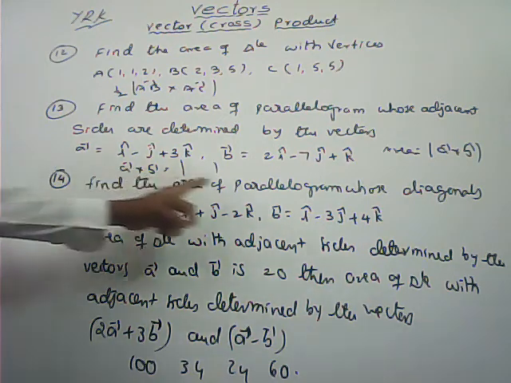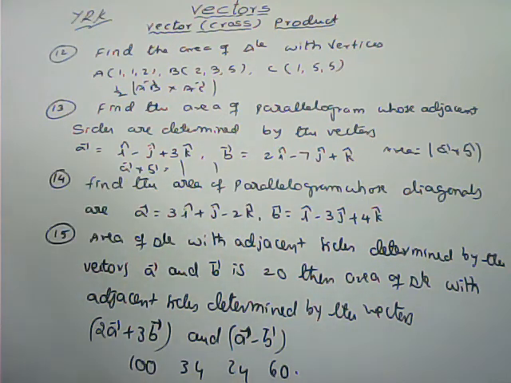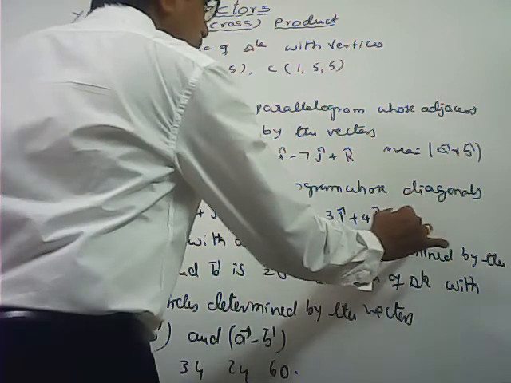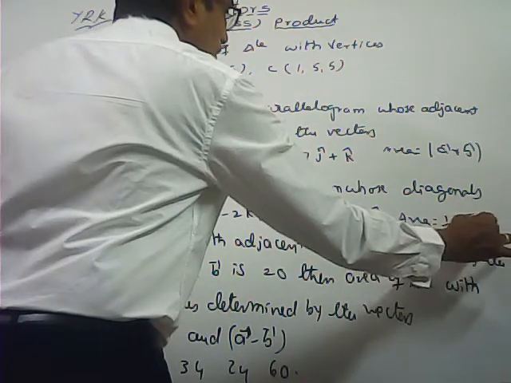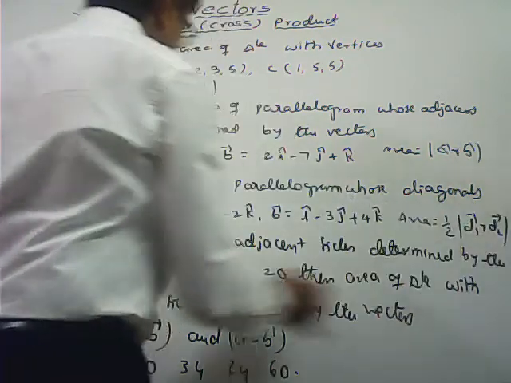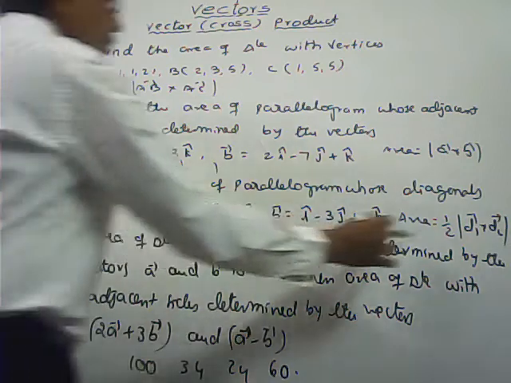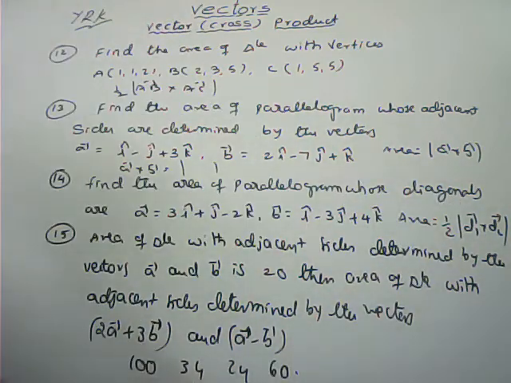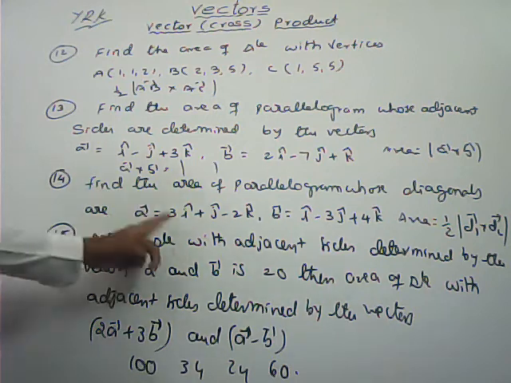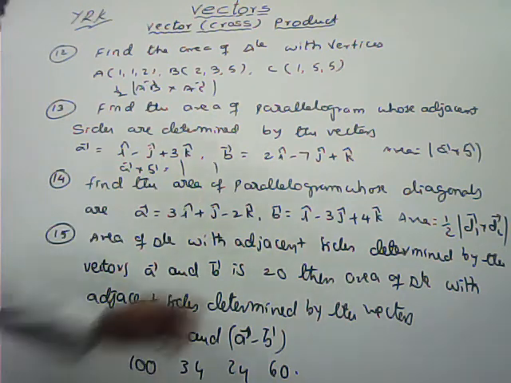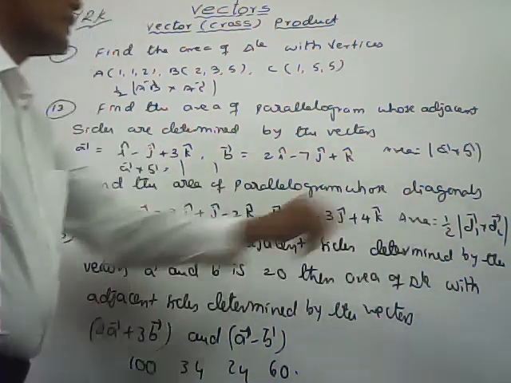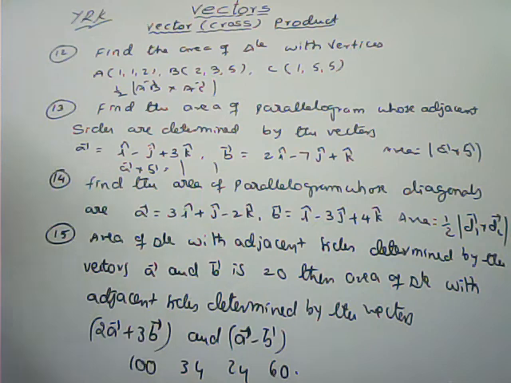Find the area of the parallelogram whose diagonals are given. If diagonals are given, the area is equal to half into modulus of D1 bar cross D2 bar. So here in the place of D1, D2, A bar, B bar are given. So A bar cross B bar, half of. First find the cross product of these two. Already we know how to find the cross product. You will get a vector and its modulus by 2, that is the area of the parallelogram. These 12, 13, 14 you can complete the solutions. Here 15th I will explain.